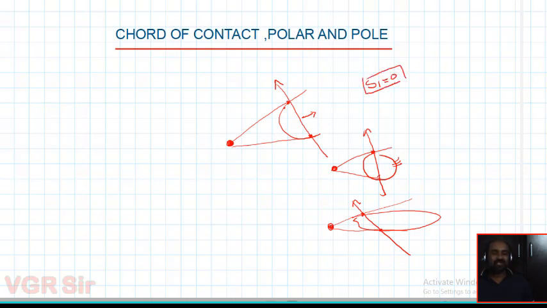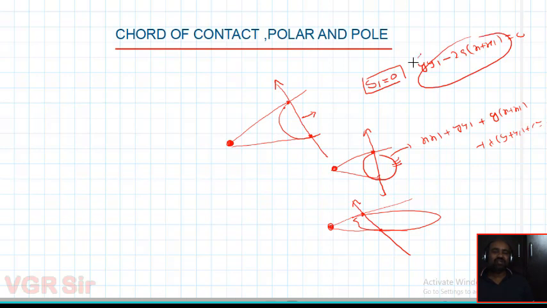Here S1 means xx1 plus yy1 plus g times (x plus x1) plus f times (y plus y1) plus c equal to 0. For the parabola, S1 means yy1 minus 2a times (x plus x1) equal to 0. So this will become the equation of chord of contact for this parabola where P is given as (x1, y1). Similarly for a circle, this becomes the equation of this chord of contact.